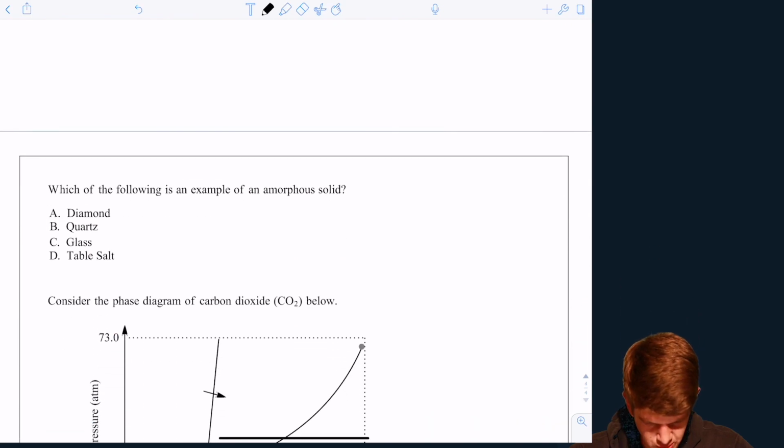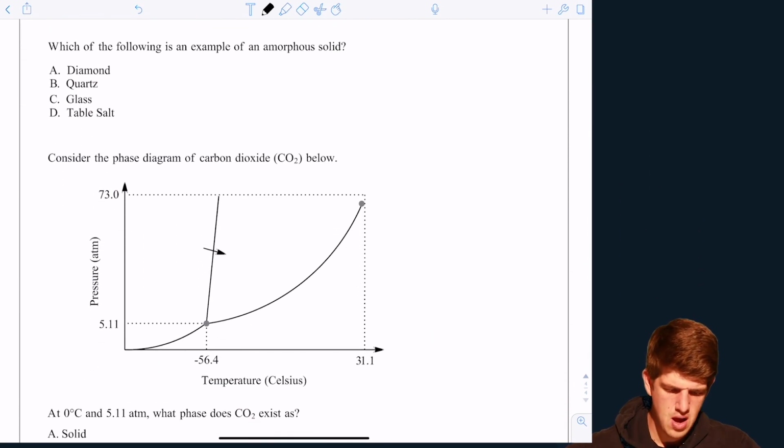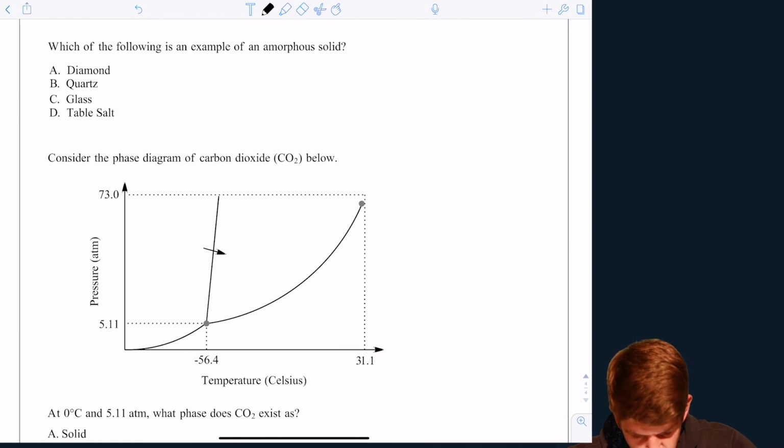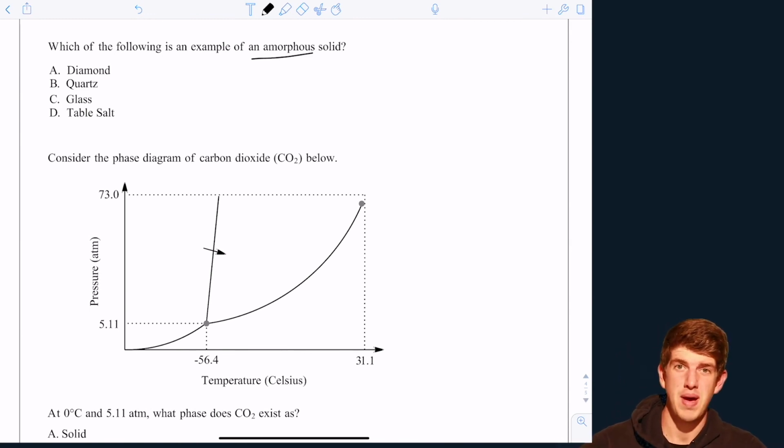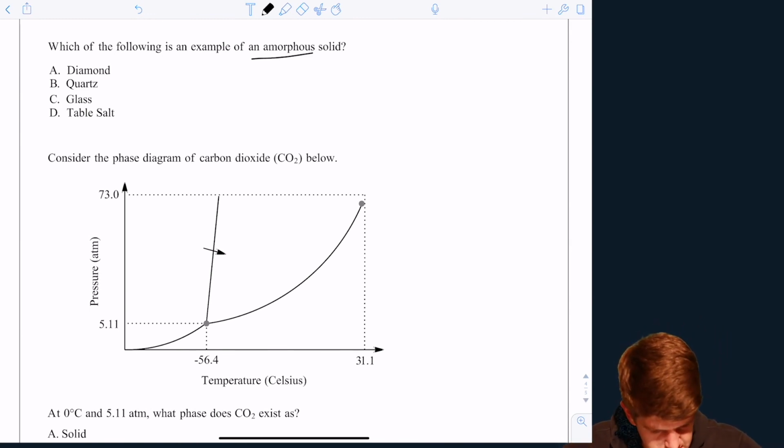Now let's just do some quick practice problems. Which of the following is an example of an amorphous solid? So, loosely packed solid. Not diamond, not quartz, not table salt, it's glass.